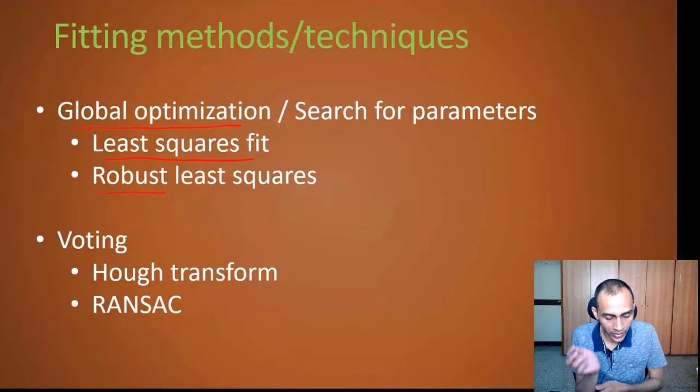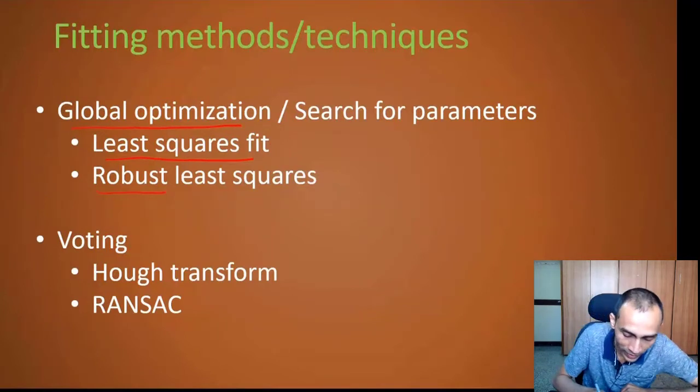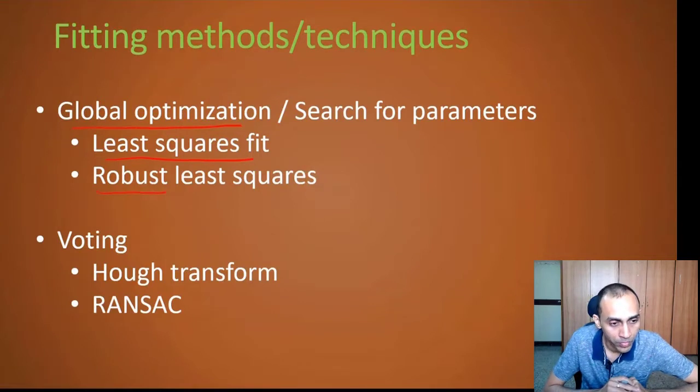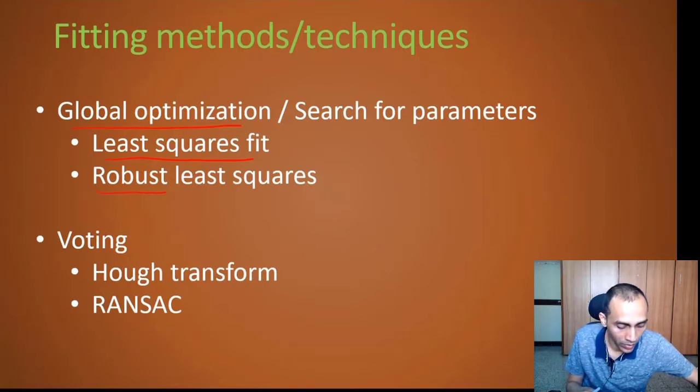But it had a lot of problems, because first of all it can only fit one line at a time. If there are multiple lines in the image, it cannot fit all of them in one go, so we have to use some more things to do that. Also, it was not so robust to noise. It was a little difficult to make it robust.